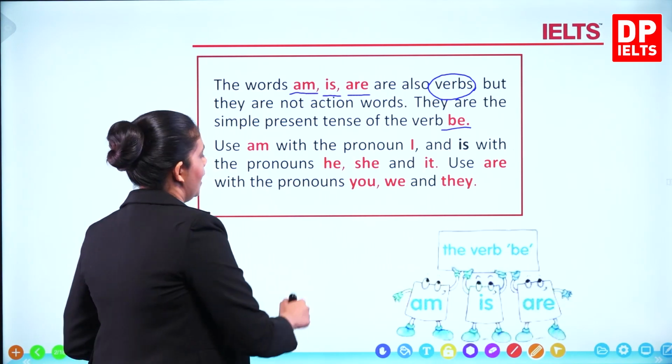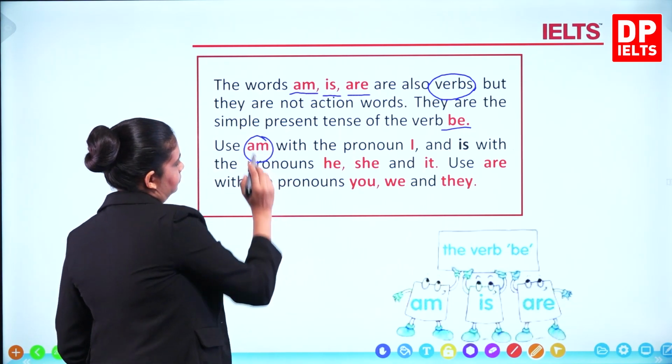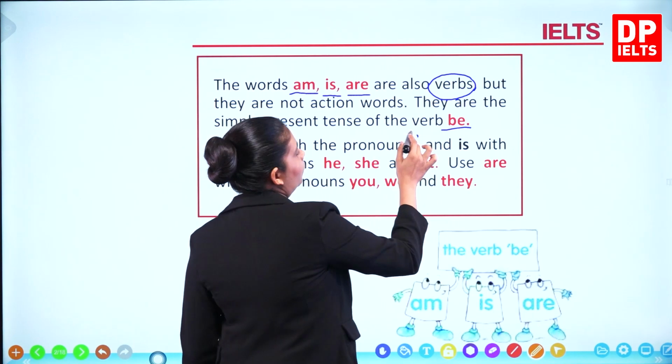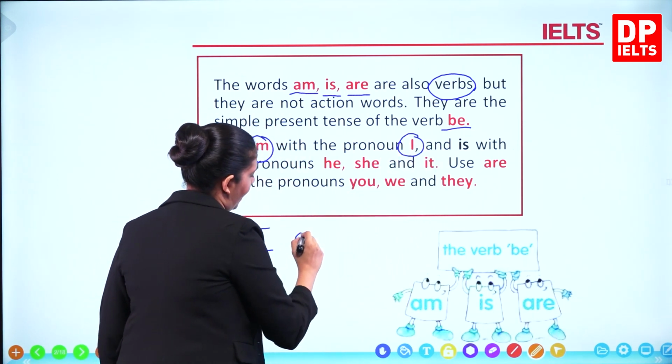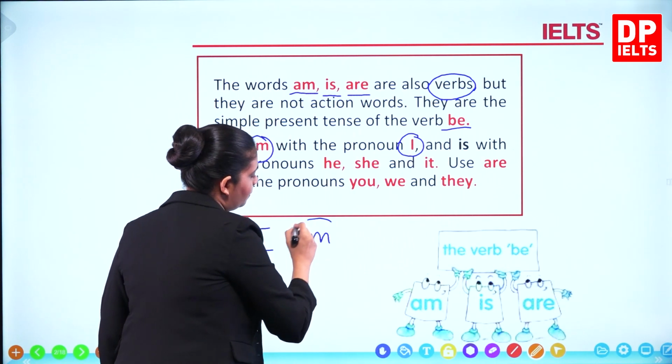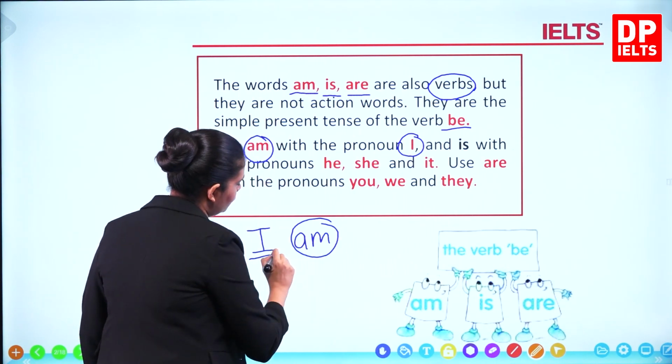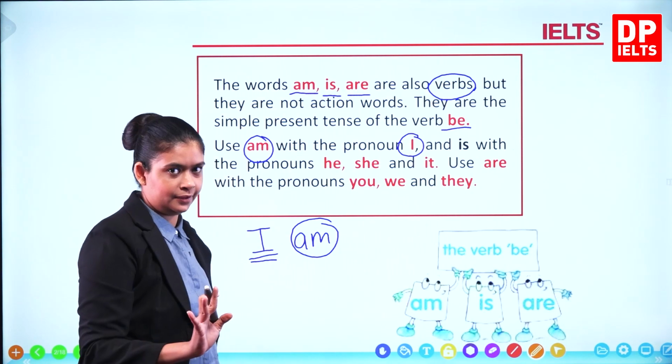Right? Am, we use with the pronoun I. So you always say I am. The verb am always goes with I.